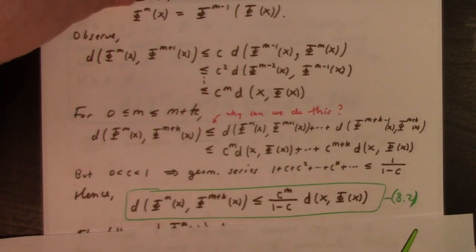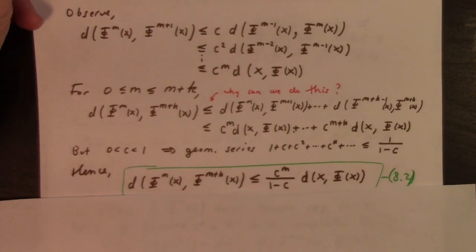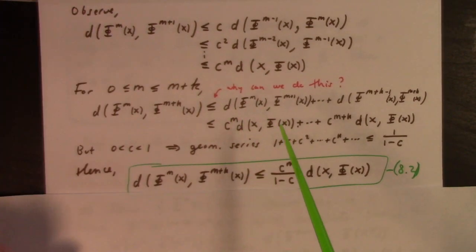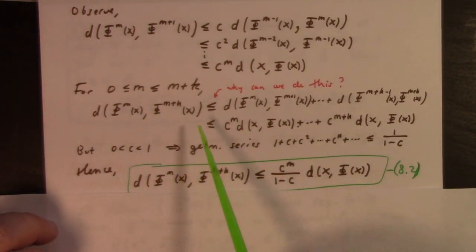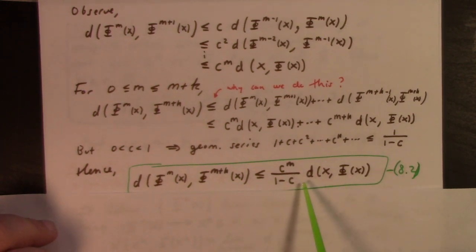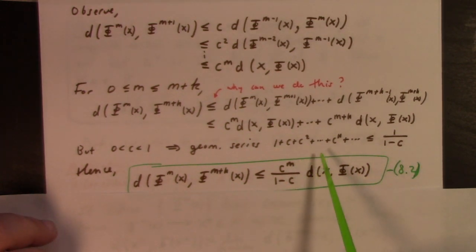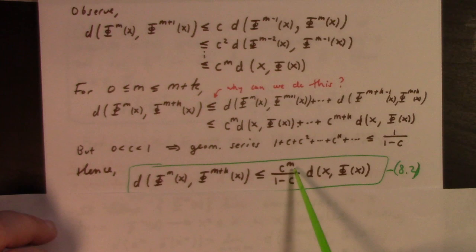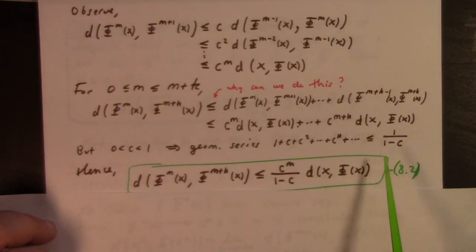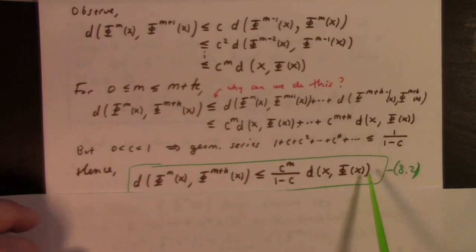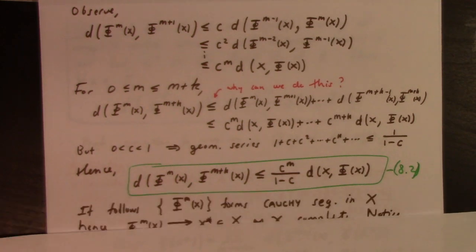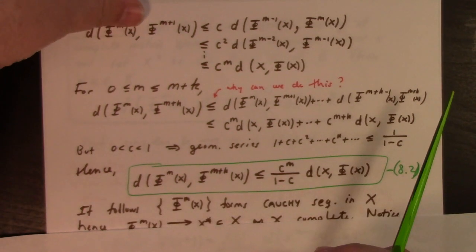Now, the result, putting this stuff together, is that the distance from φ^m(x) to φ^{m+k}(x) is less than or equal to c^m over 1 minus c, times the distance from x to φ(x). We will refer to this as 8.2, as do Gamelin and Greene.